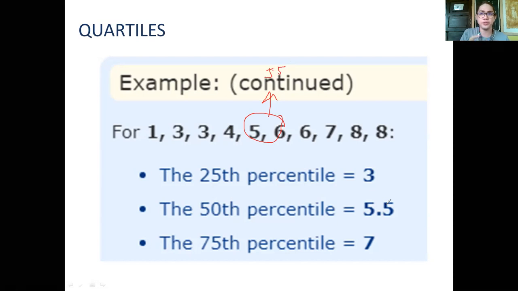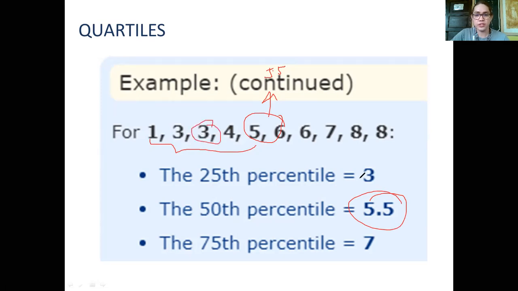Again, Q2, or the second quartile, is considered your median, or the 50th percentile. So 5.5, that's correct. And from here down, this is your lower quartile. Find its median, 3. So this is the 25th percentile. And of course, for the upper half above the Q2, get its median. 7 is the median, so 7 is the 75th percentile. So I hope you can follow.